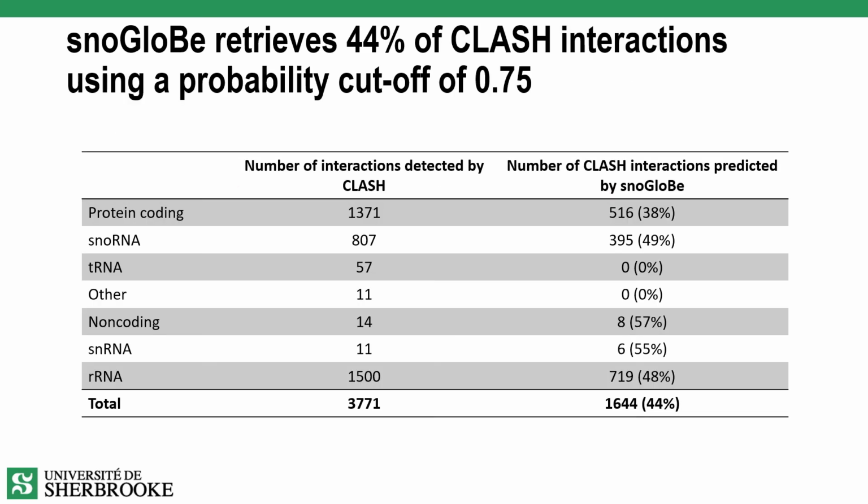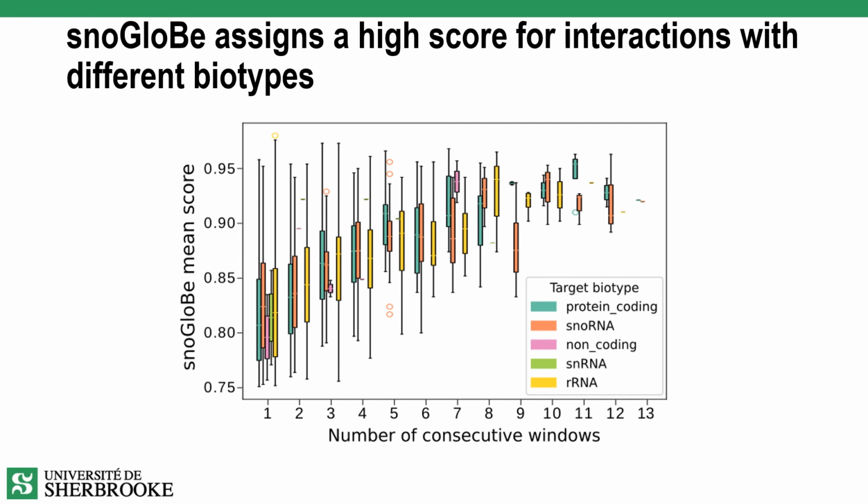So we used snoGloBe with a probability threshold of 75%, and we were able to retrieve almost half of CLASH-identified interactions from most target biotypes. Looking more closely at snoGloBe's predictions for CLASH interactions, we can see that longer interactions tend to have a better score given by snoGloBe. We can also see that snoGloBe gives a high score to interactions with ribosomal RNA, but also with protein-coding genes and other snoRNA, which is great since our main goal is to retrieve all kinds of snoRNA interactions. This data is still preliminary, but we will continue to investigate snoGloBe's performance in yeast.